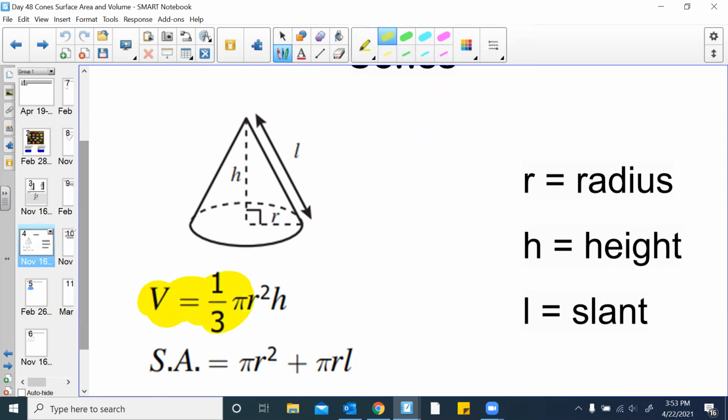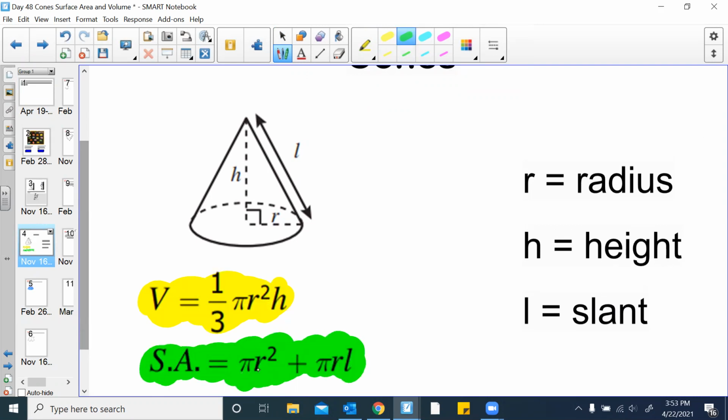So again, we're going to have volume here, and we're going to have surface area. And don't worry, this formula will be given to you on the test. It'll also be given to you on exit tickets. It'll be given to you pretty much everywhere. All right.